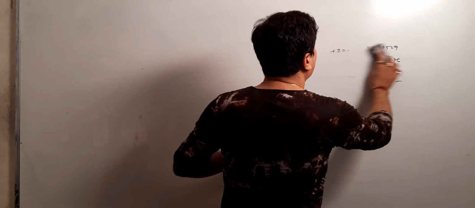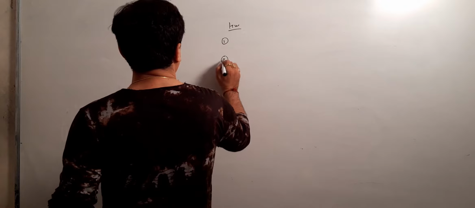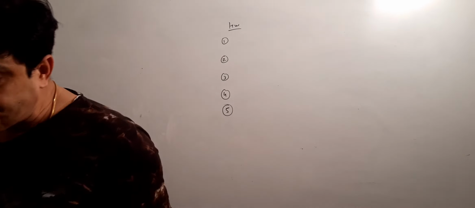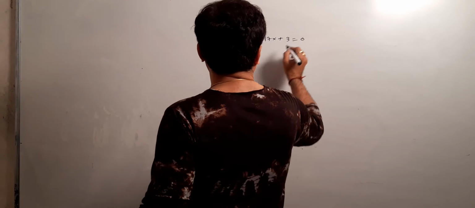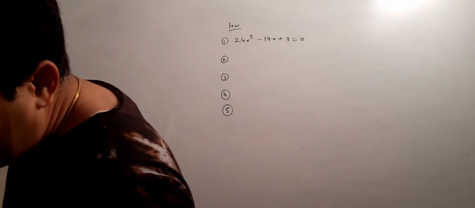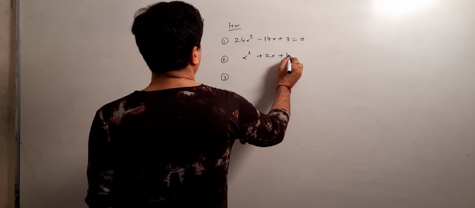Now start the another so many sums to find the quadratic equation. I have given 5 more in your homework. Homework: quadratic equation. Same manner, first you find the a, b, c, then find the discriminant D, then you find the alpha and beta. The first one is 24x square minus 17x plus 3 equal to 0. Next, x square plus 2x plus 4 equals to 0.